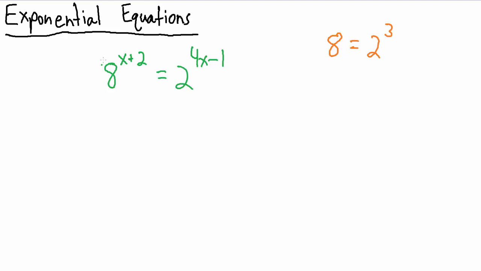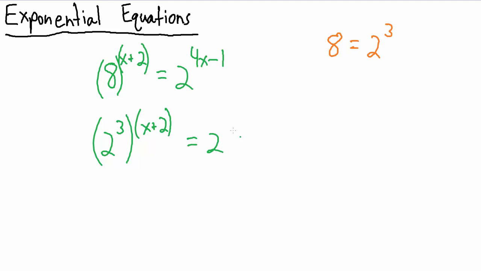So 8 is being raised to the x plus 2. So what I want to do now is rewrite this as 2 cubed being raised to the x plus 2. And then that still just equals 2 to the 4x minus 1. Okay, now what's going on here? Well, how does this really help us?